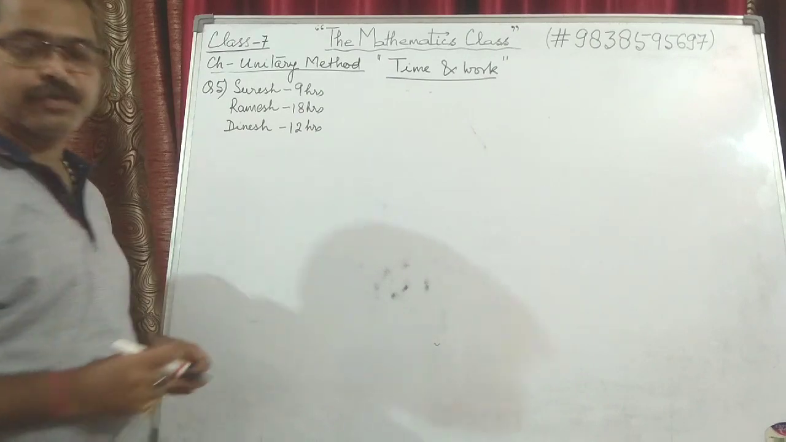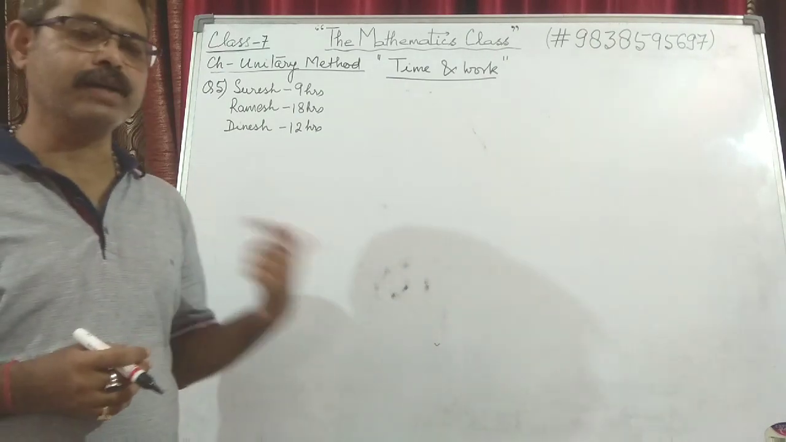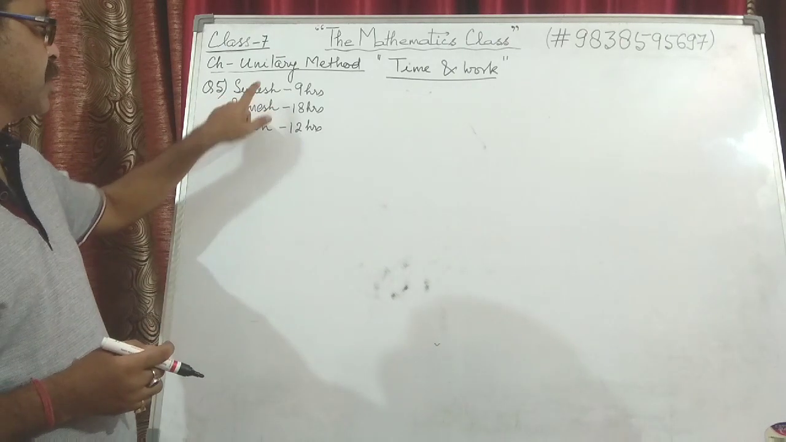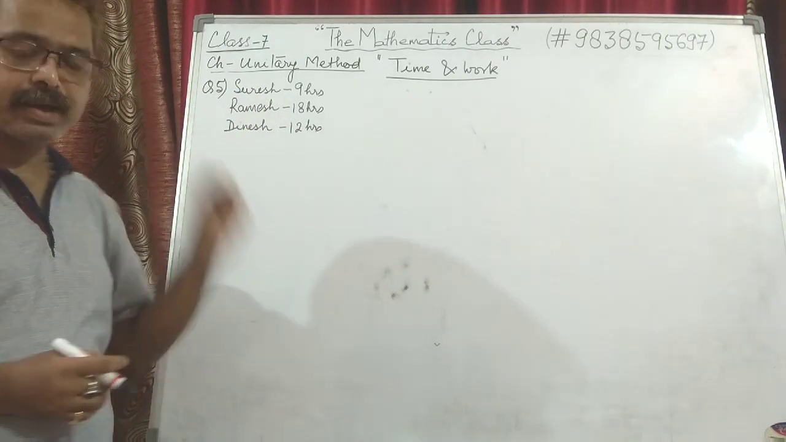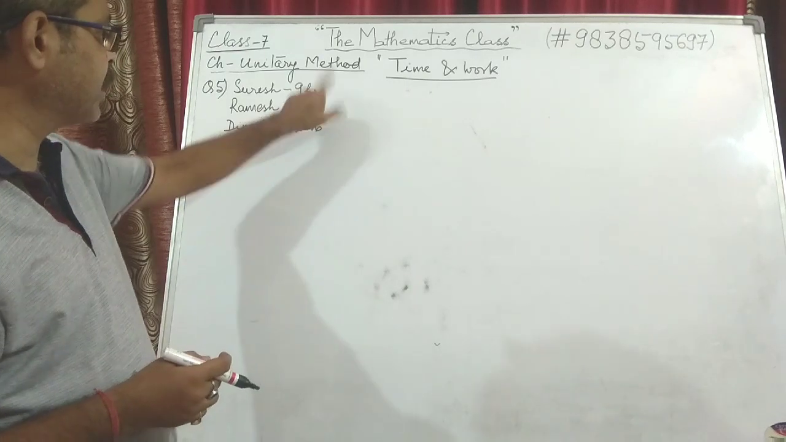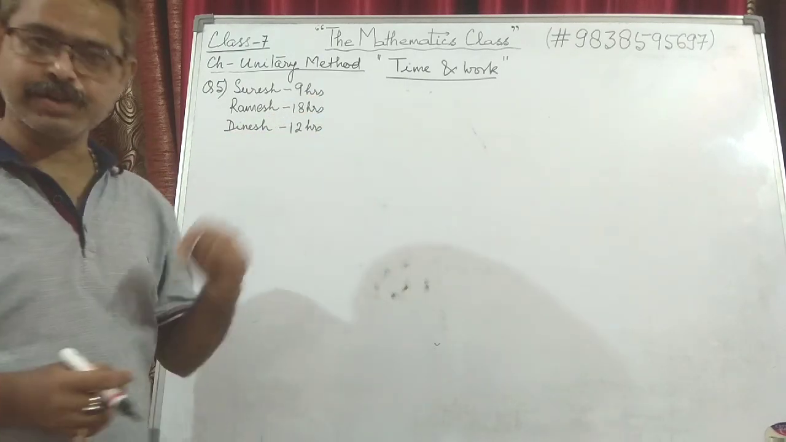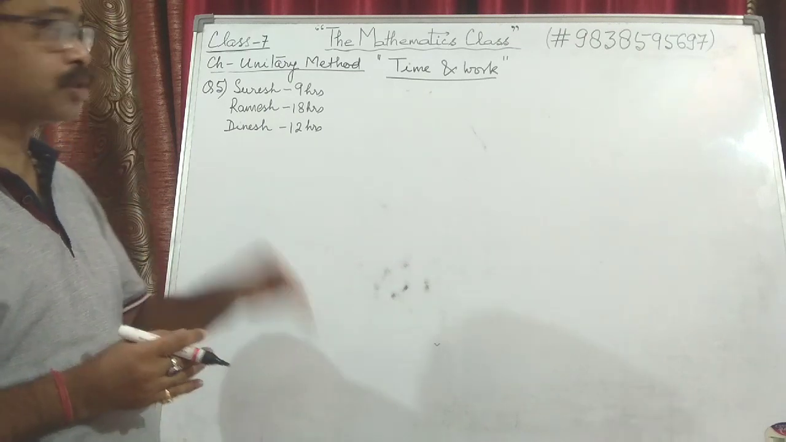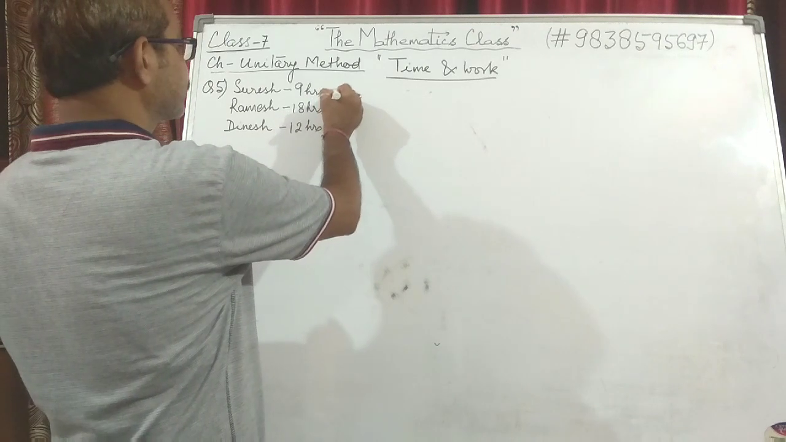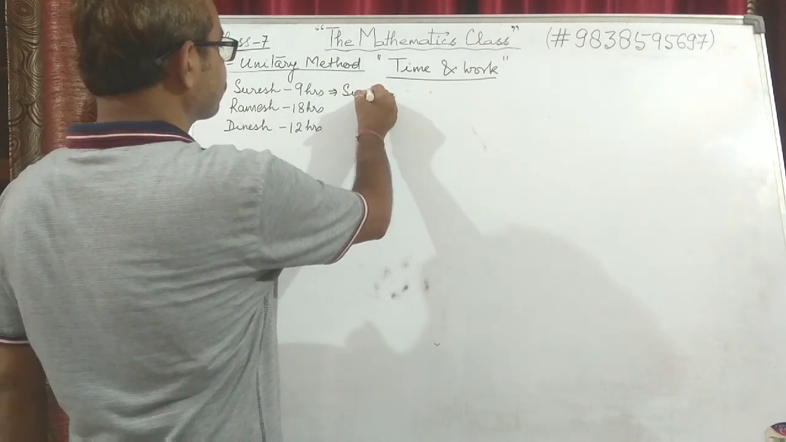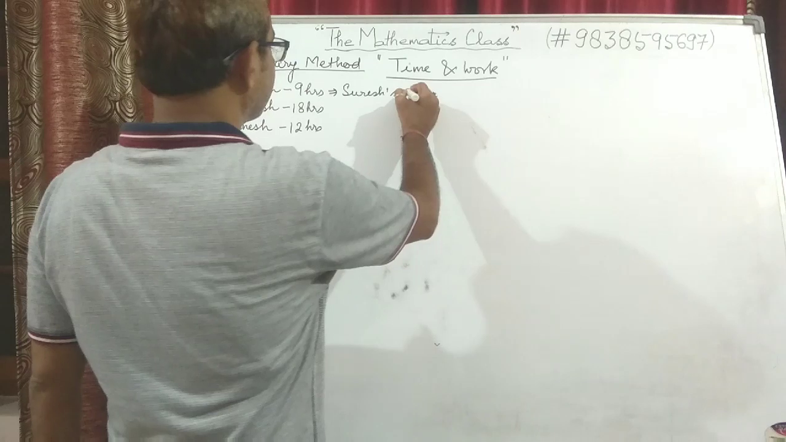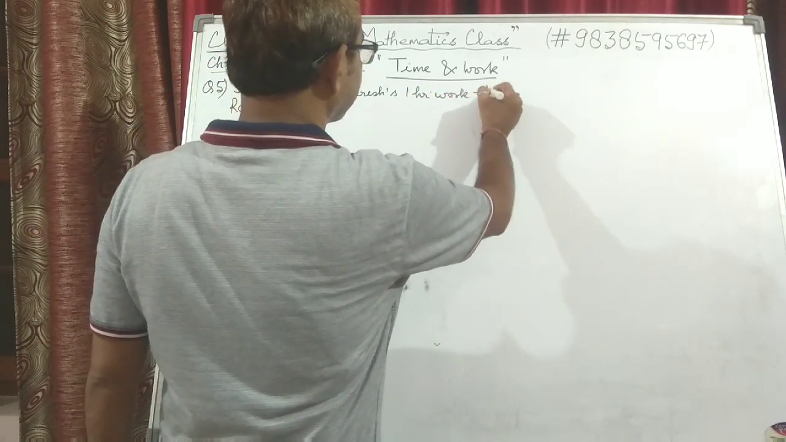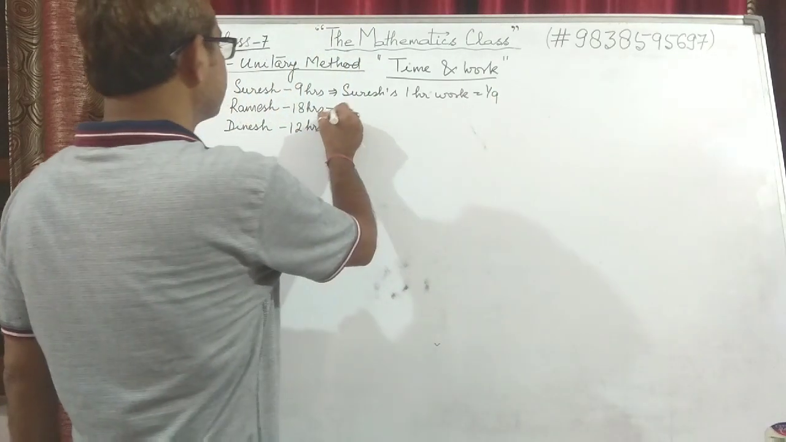Now question number 5. Question number 4 is just like question number 3, so I am leaving it for you. Now question number 5, they say Suresh, Ramesh and Dinesh can complete a work in 9 hours, 18 hours and 12 hours respectively. How much time will they take to complete the work if they work together? So from this we can say Suresh's 1 hour work will be 1/9 of the total work.